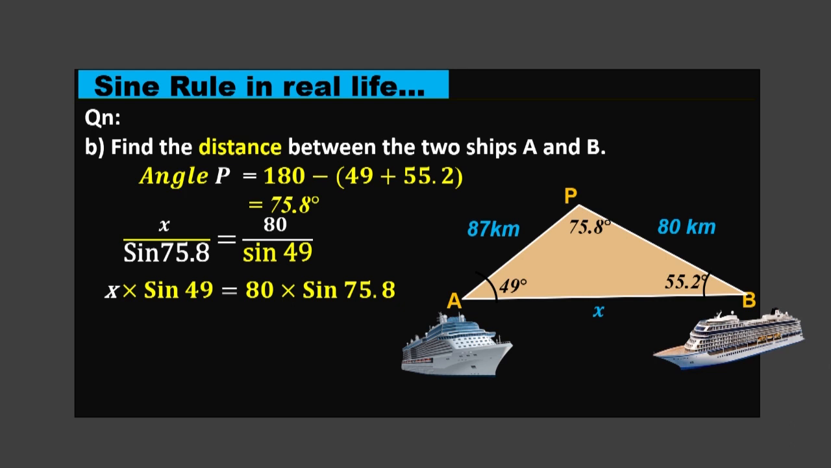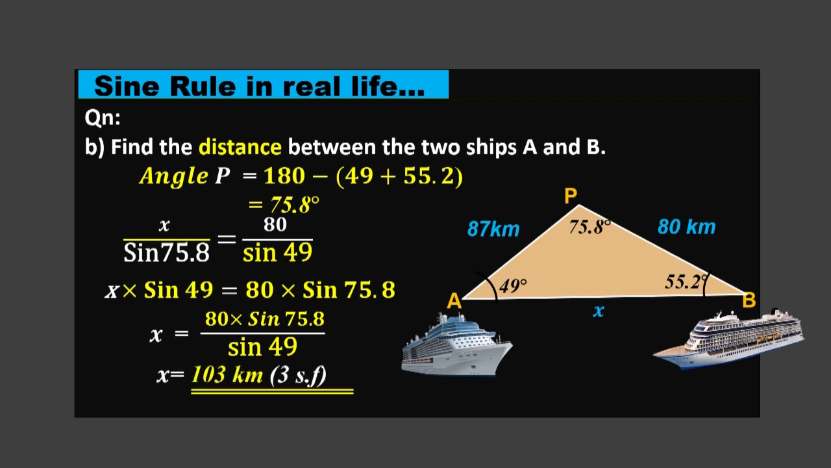How can we get the value of x alone? We need to remove sine 49 from there, which is possible only by dividing both sides by sine 49. So you will get x equals 80 times sine 75.8 by sine 49. You may use the calculator putting brackets in the numerator, and hence your final answer would turn out to be x equals 103 kilometers, correct to 3 significant figures.